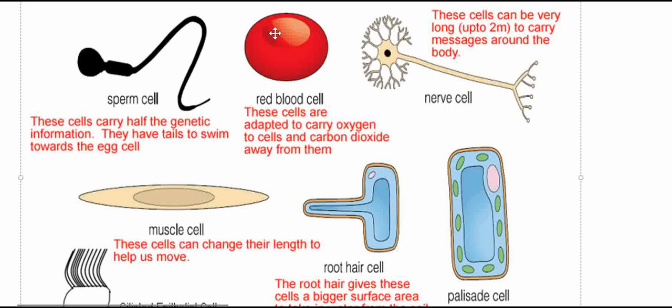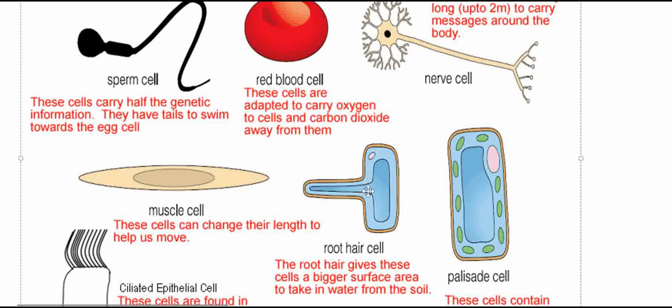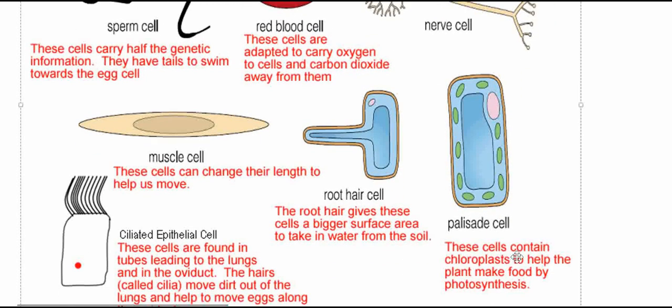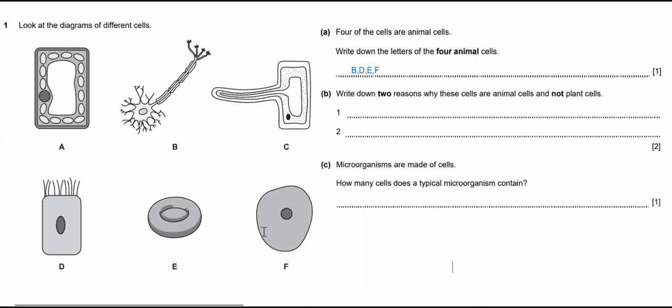While this is the nerve cell that we talked about. Now this is the red blood cell, which has this shape. It is adapted to carry oxygen and carbon dioxide away from them. And now the last is muscle cells. These muscle cells can change their length to help us move. That's all for the animal cells. And these two are plant cells. This one contains chloroplast to help the plant make food by photosynthesis. The green thing is chloroplast. This is the root hair cell, which gives the cell a large surface area to take in water from the soil. So that's how we got our answer. These two are plant cells, A and C.